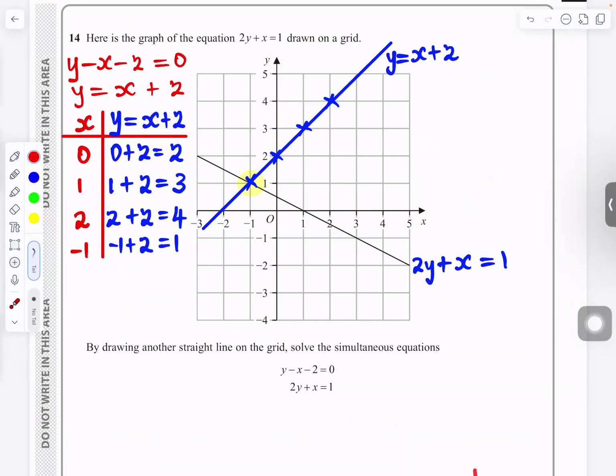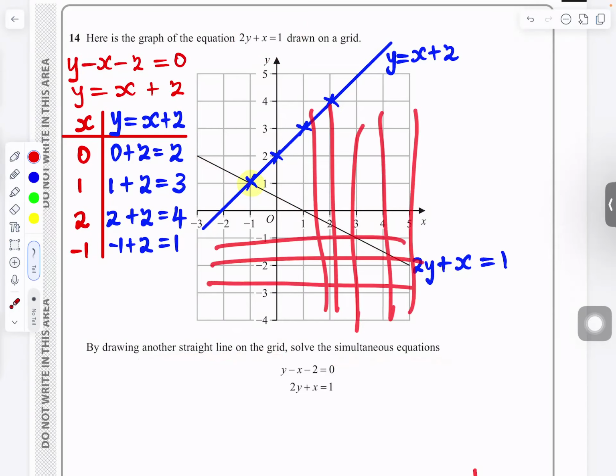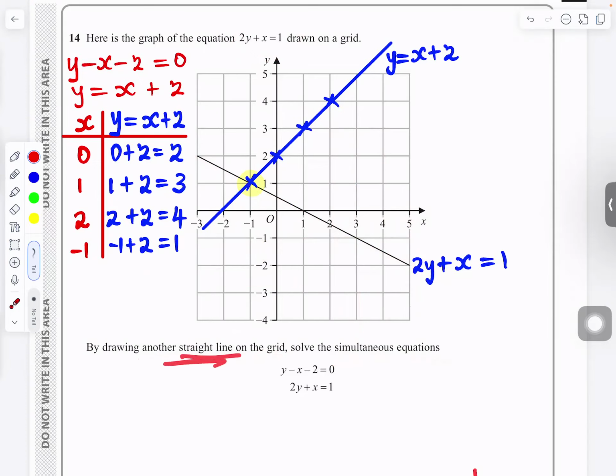Question number 14. Here is the graph of the equation 2y plus x equals 1 drawn on the grid. So this graph, the line which is in black, I've put red on it now. They've given you the equation of the line, and they've drawn the line. And then by drawing another straight line on the grid, solve the simultaneous equations. The grid is all these square lines there. That's what the grid is. And they want us to draw another straight line.